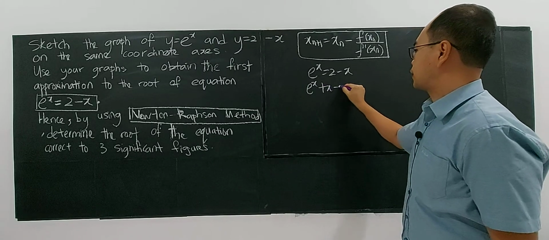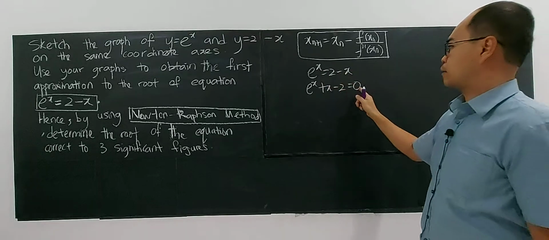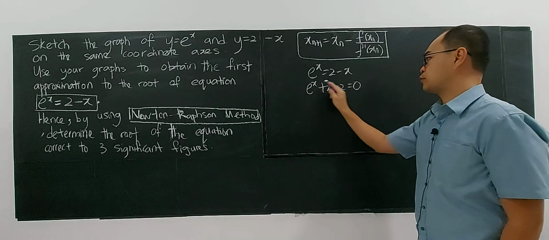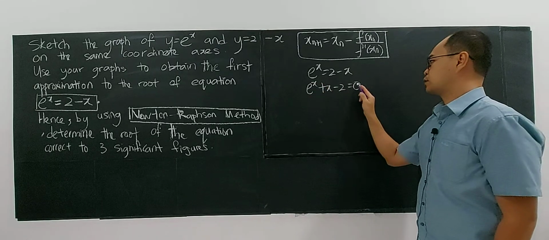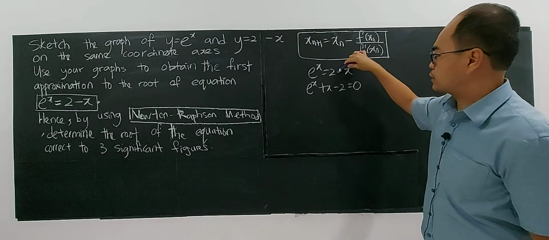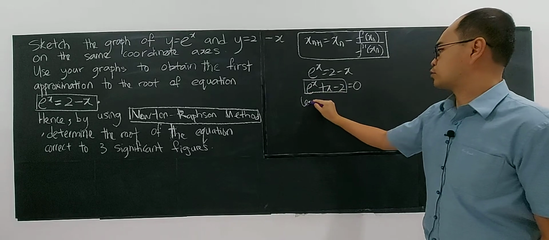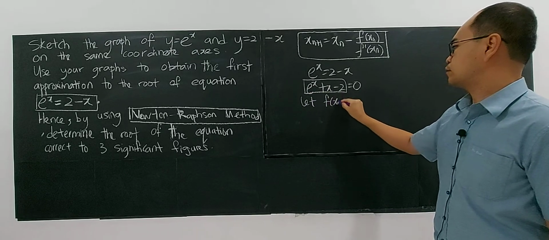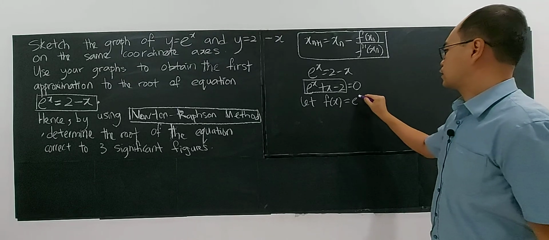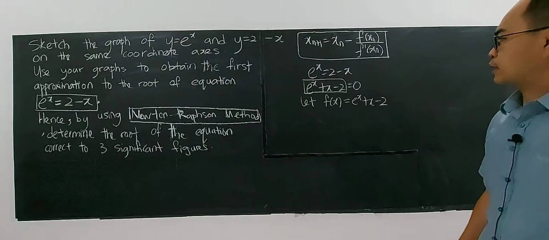So e^x plus x minus 2 equals 0. You move everything to one side and make the other side become 0, so that it becomes an equation that you want to solve, and get the roots of this equation, right? The solution of this equation. So I rearrange to e^x plus x minus 2, and of course this will become my f(x). So I let f(x) be e^x plus x minus 2.